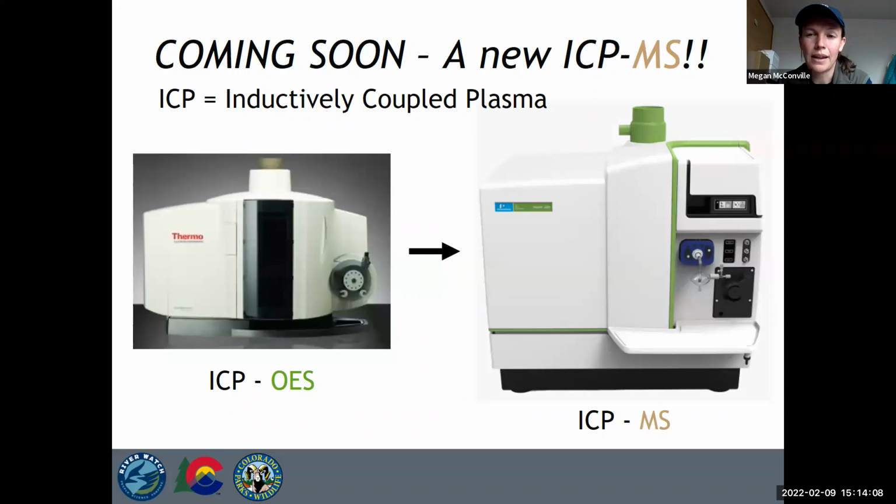So again, today's focus is going to be on the instrumentation that we use to analyze your metal samples. And for over 20 years, we've used the instrument here on the left, an ICP-OES. ICP stands for Inductively Coupled Plasma, and I'll talk a little bit more about what that actually means. And OES is an optical emission spectrometer. And this April, we will be obtaining a new ICP, inductively coupled plasma, but mass spectrometer.